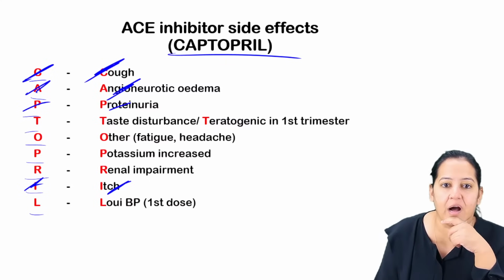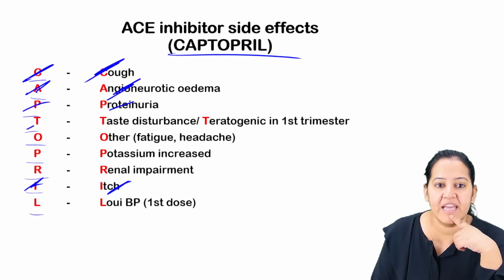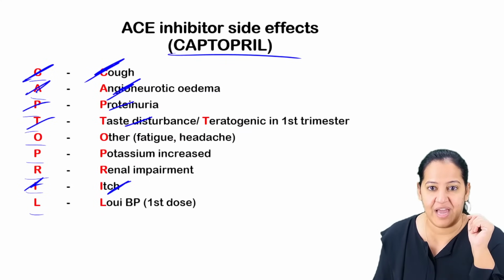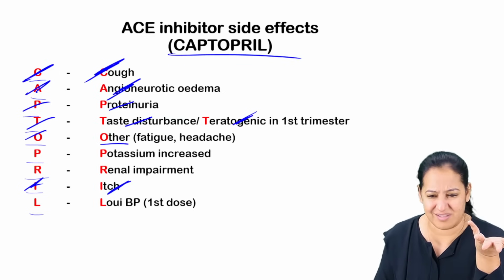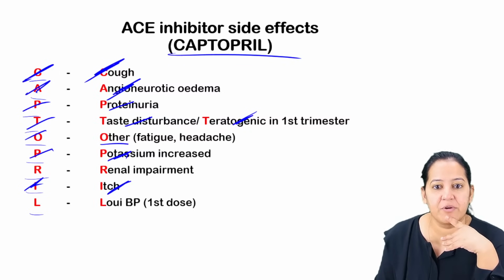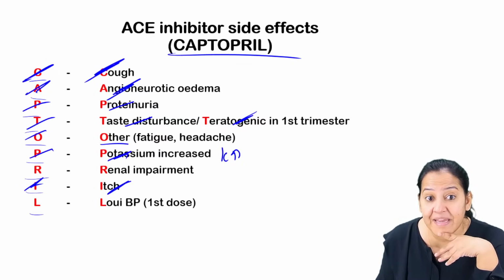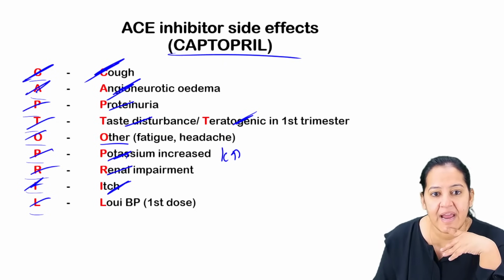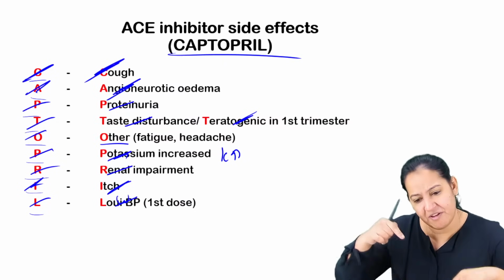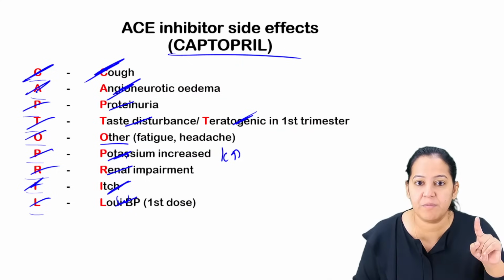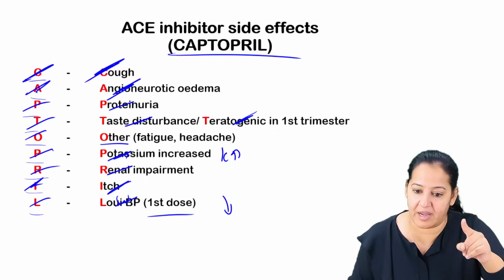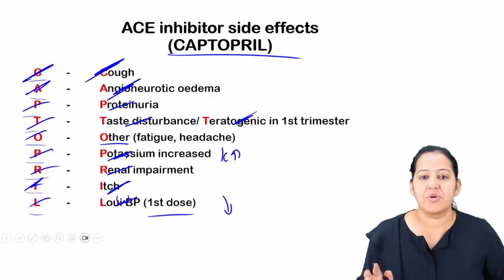P is proteinuria. The protein is excreted in the urine. T is taste. Taste will change. And teratogenic. Never give it in pregnancy. O is others. Fatigue. P is potassium increased. They increase the potassium in the blood. Hyperkalemia. R is renal impairment. And L is low BP. Sometimes BP will become very low. You are giving it to a hypertensive, but if you give the first dose, the BP can fall so much that the patient suddenly feels dizzy. Hypotension. So captopril is the mnemonic.